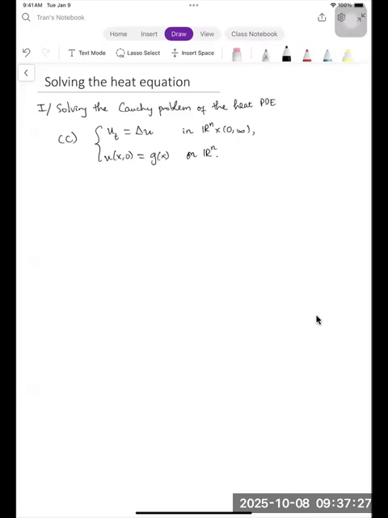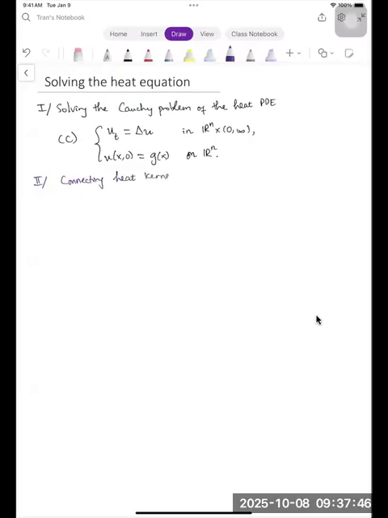And then there's the second point that I want to cover for today, and more if time permits. The second point is that I want to connect the heat kernel to the fundamental solution of the Laplace equation in dimension 3 or higher.